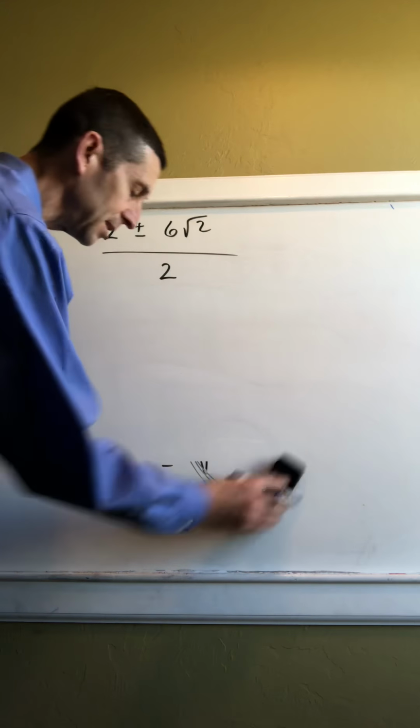After you run the split, clean up each part. 2 and 2 becomes negative 1. And then we can work this little part right here, 6 square roots of 2 over 2. The 6 and the 2 divide out, and that gives us a 3 square roots of 2.